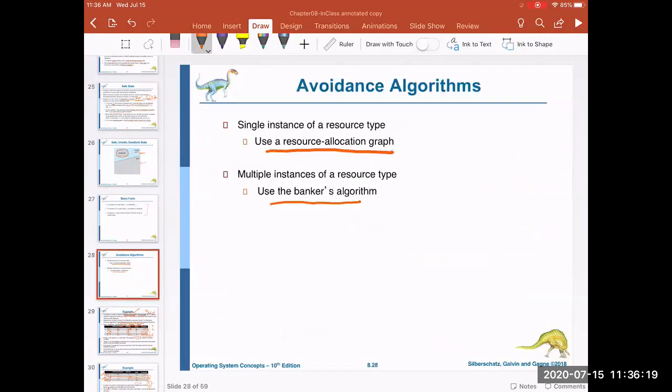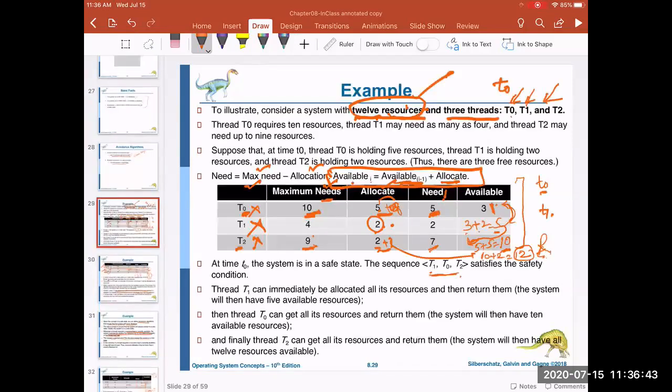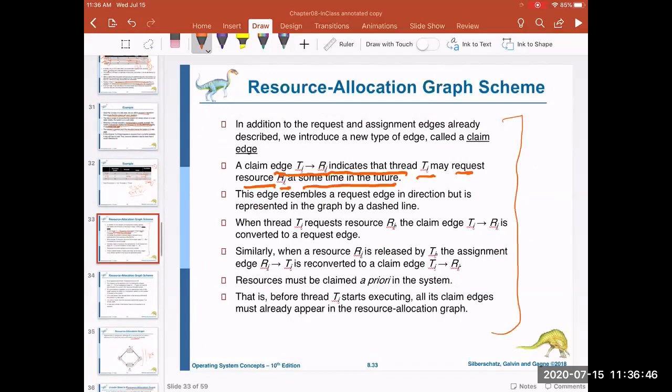Now, there are two methods that can be used for avoidance. One is a resource allocation graph, which is modified by adding a claim edge, and for multiple instances of a resource type we use the Banker's algorithm. So we discussed these two approaches, and we also discussed how we can calculate.